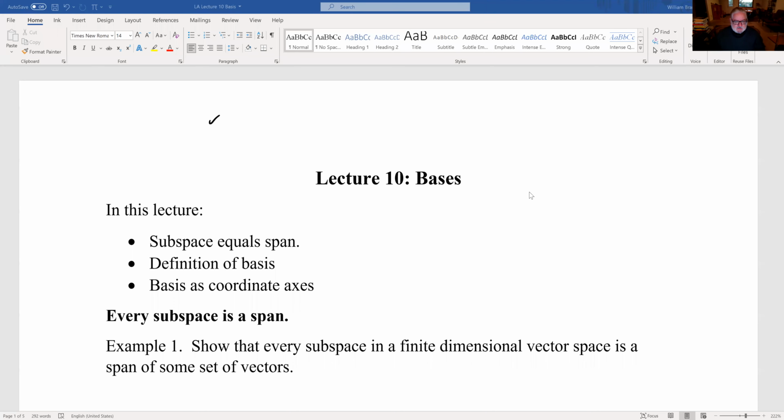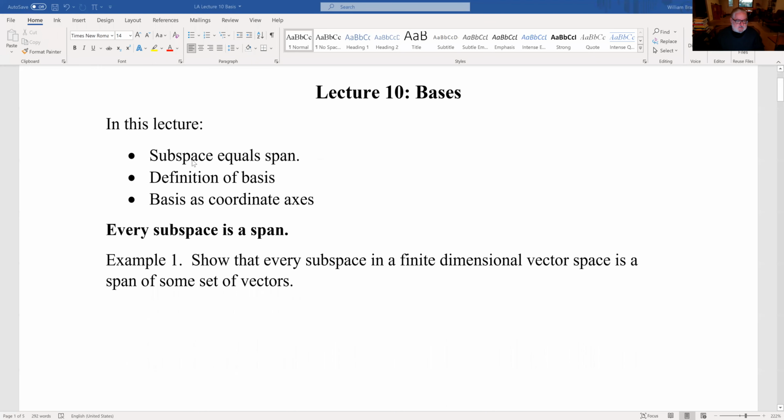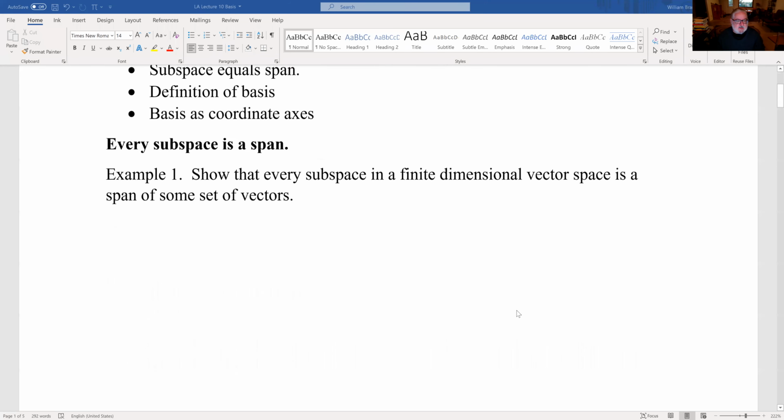Okay, so lecture 10 is bases. So in this lecture, we'll say that a subspace is a span. So every subspace is actually a span of vectors. Define what a basis is and think about bases as coordinate axes.